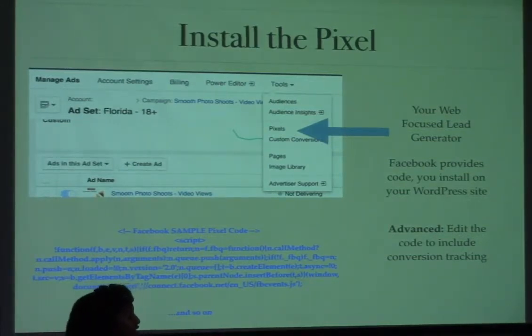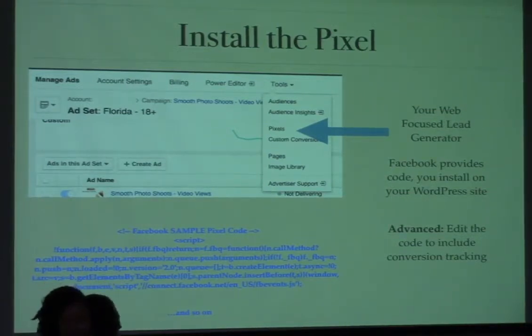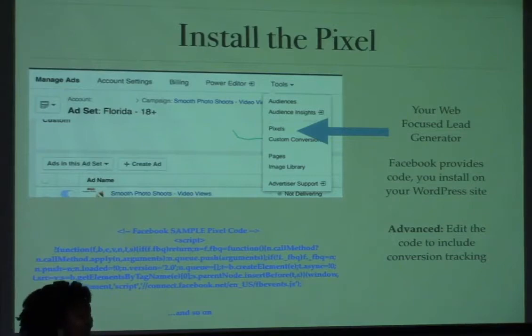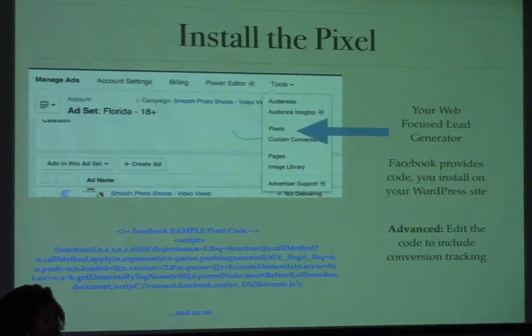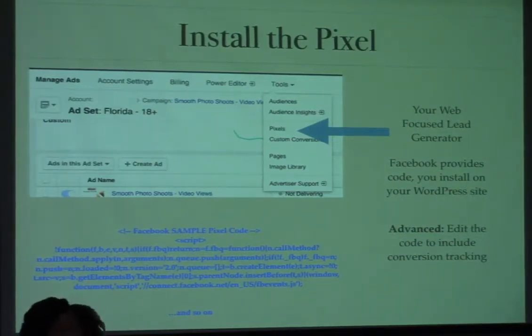Now, here's the other thing. You can edit your pixel code to say, not even if this person visits my website, but what if they go to my competitor's website? If I'm trying to target people who are at this specific store, they need to live in this area, be this age, have this income, like to shop online, and go to this store because I have the store's website.